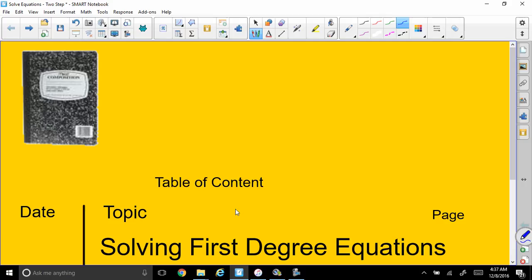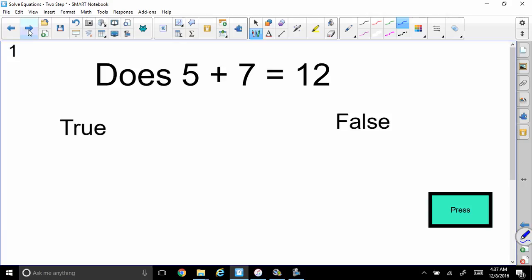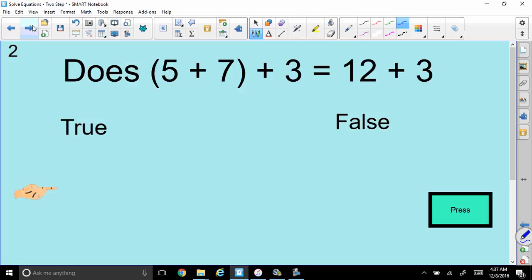This time we're talking about solving first-degree equations. So here we're going to base our first set of questions on this one. Does 5 plus 7 equal 12? True or false? Well, 5 plus 7 is equal to 12, so I believe that is true. Correct. All right, well, let's move on.